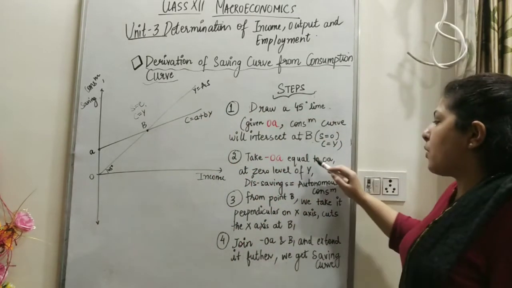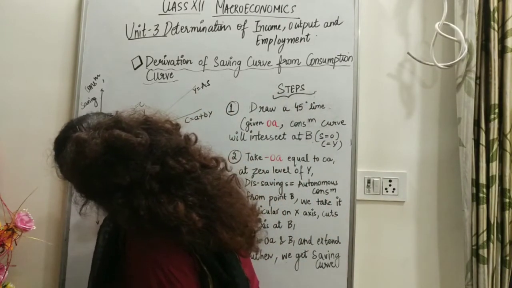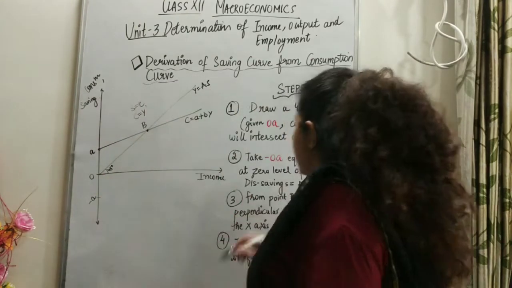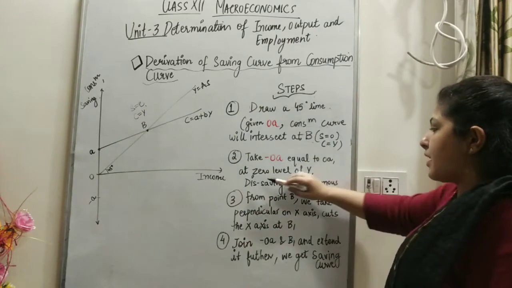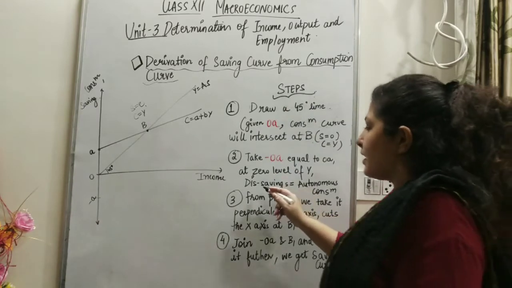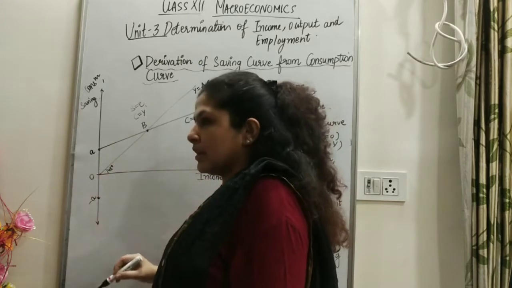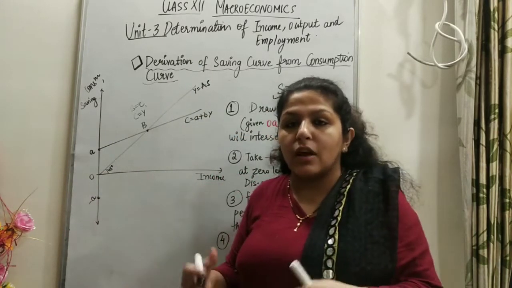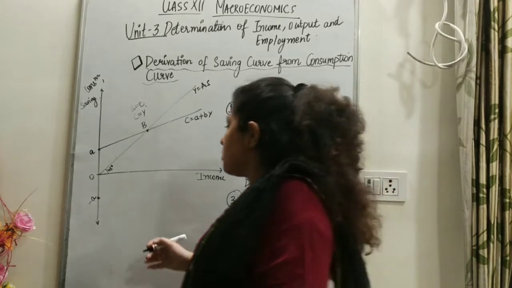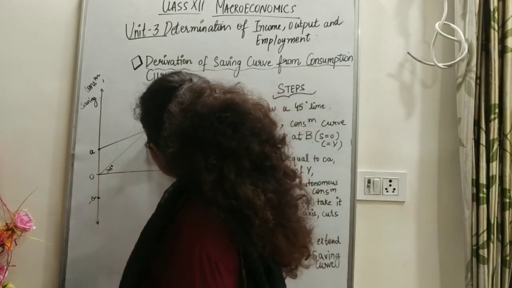So take minus OA equal to OA. We need to take a mirror image of this. The mirror image of OA will be minus OA, right? So take minus OA equal to OA at 0 level of income, when the income is 0, right? Because at this level, savings and autonomous consumption are equal, right? How much the consumer will consume will depend on how much he is drawing from the previous savings, because his income is 0.